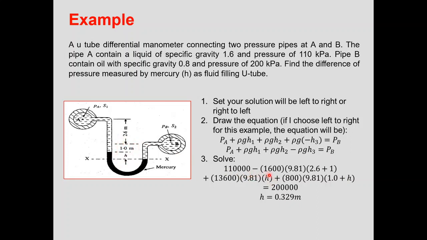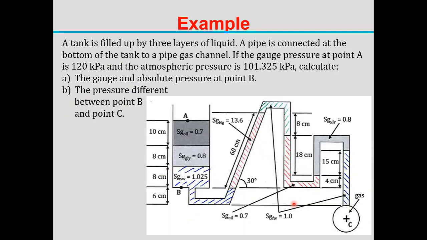Okay, and then you know the pressure at point B. Point B, the pressure is 200,000 Pascal. Okay, solve this equation. You got one unknown and one equation. So by solving it, you can get that the h is equal to 0.329 meter. Okay, I promise you, previous is the last example. So for this example, I won't solve it for you. You can try by yourself if you are interested.